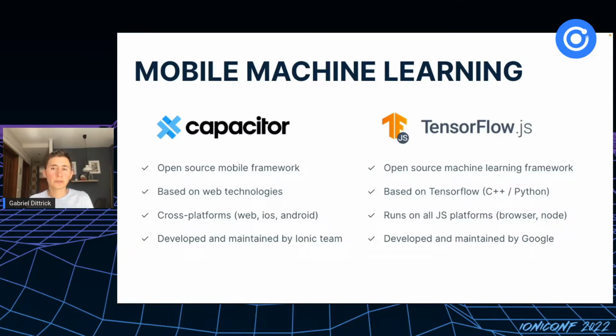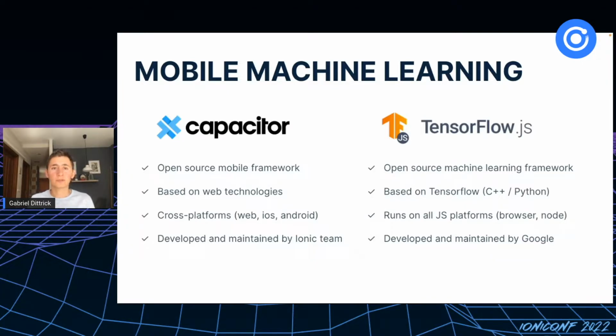So what we will do on this demo is an image classification app. So Capacitor is also cross-platform. It can be run on web, on iOS, on Android. As I said, it's developed and maintained by the Ionic team.